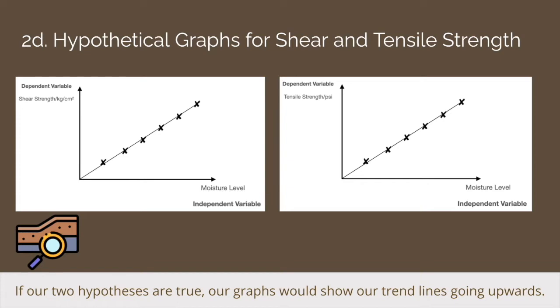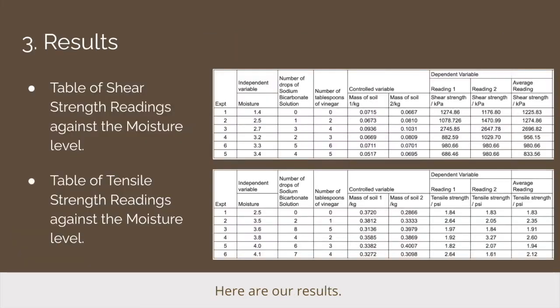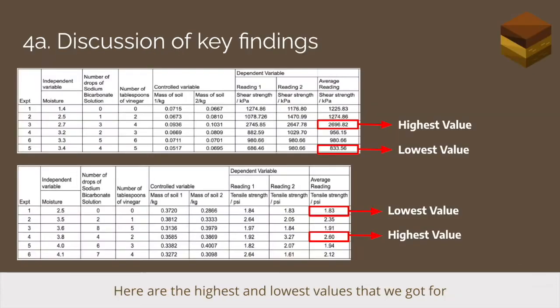If our two hypotheses are true, our graphs will show our trend lines going upwards, showing that both shear and tensile strength increase as the moisture level increased. Here are our results. The table shows the shear and tensile strength readings against the moisture levels respectively. For visualization purposes, we will transfer our data into a line graph as shown here. Here are the highest and lowest values that we got for shear and tensile strength respectively.